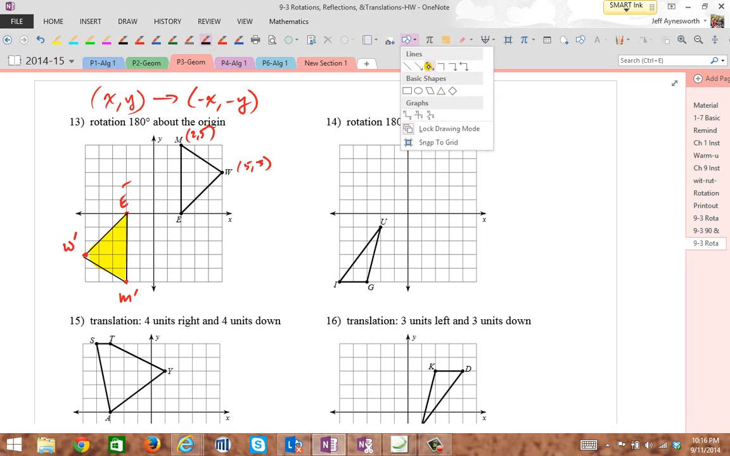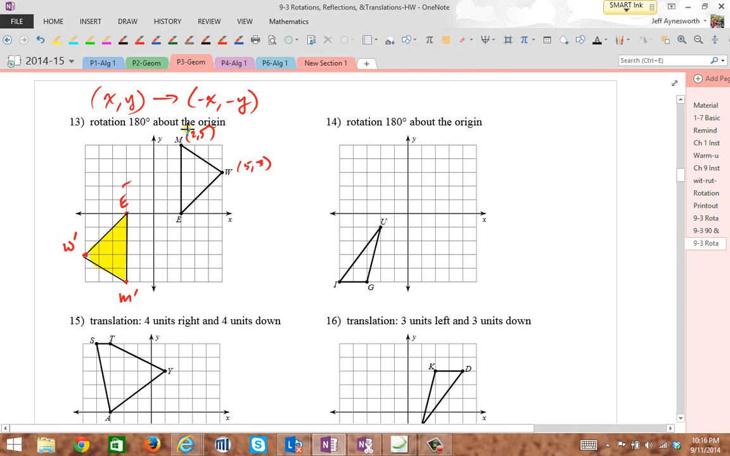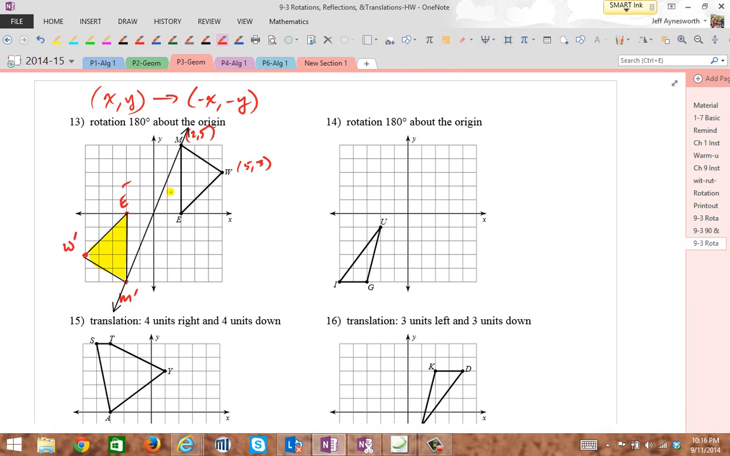If you draw a line through these points here, through M and M prime, just like this, it goes right through the origin, right? And as I said, that's a 180 degree rotation. All right, that's how you can tell if you're doing it right. Draw a line through the M and M prime and through the origin. If it's 180 degrees, boom, you did it right.